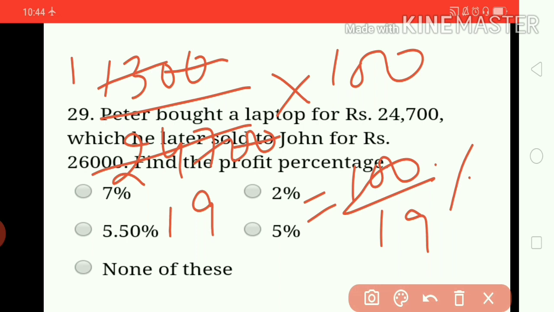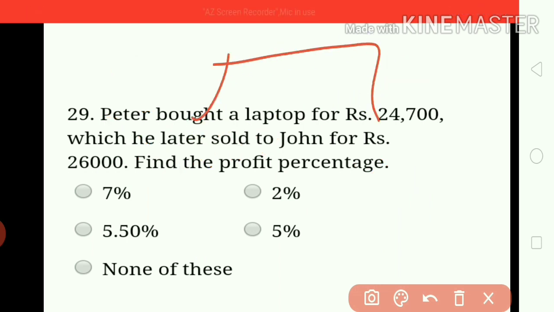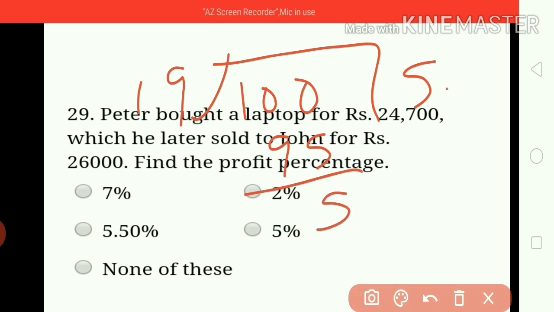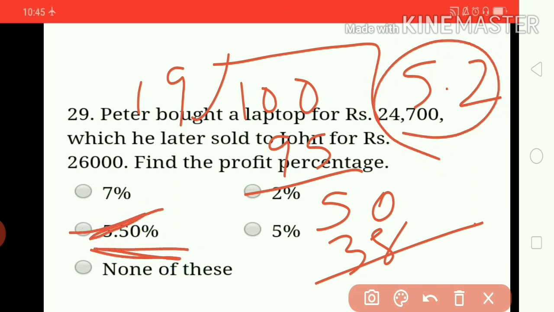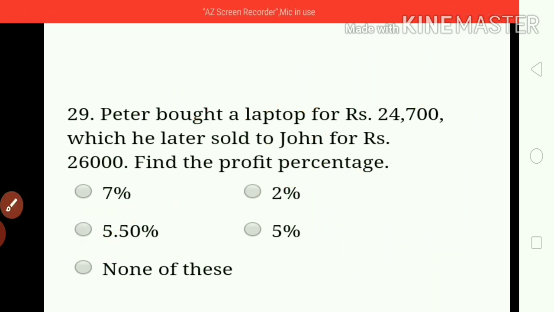So let us convert into decimal. Let us divide 100 by 19. So 19 fives are 95. 5 will remain here. Put a decimal and goes on. 19 twos are 38. So it is 5.2, near about 5.5. Otherwise none of these. So near to 5.5.